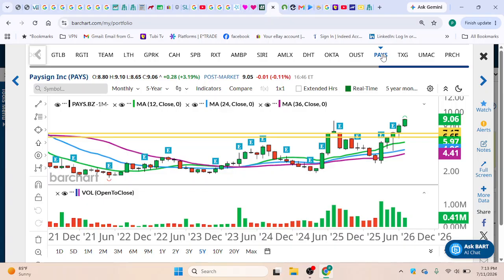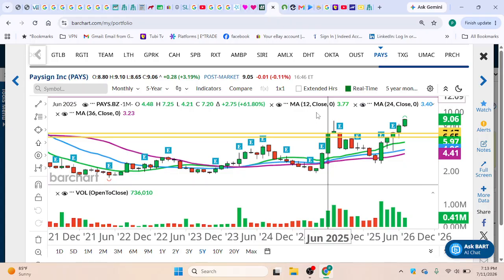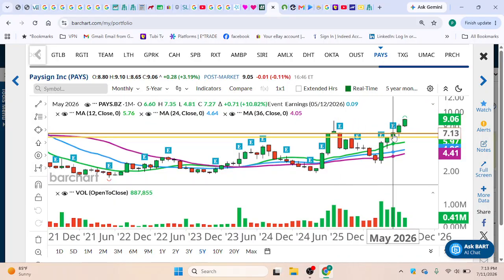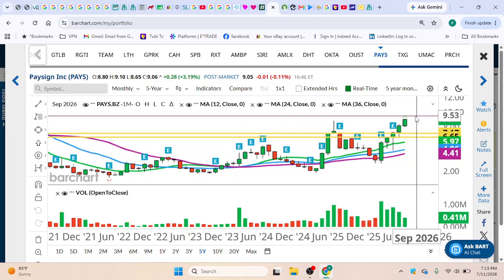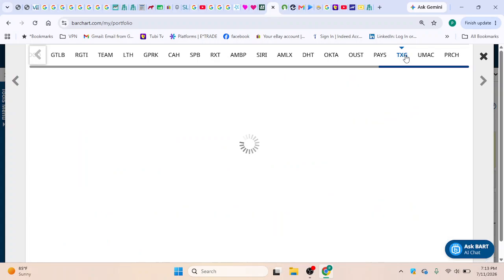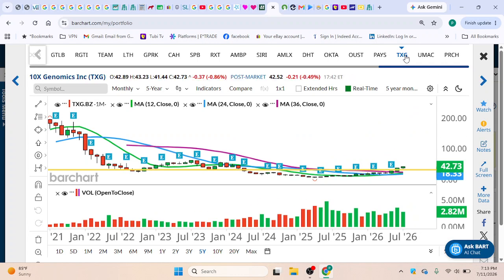Paysign, I'm in. This one I'm pretty excited about because it is on a growth trajectory. They make money. They're in the payment space, and payments have been looking pretty good this year. So I like that. I'll show you a watch list about that too when it comes to payments.